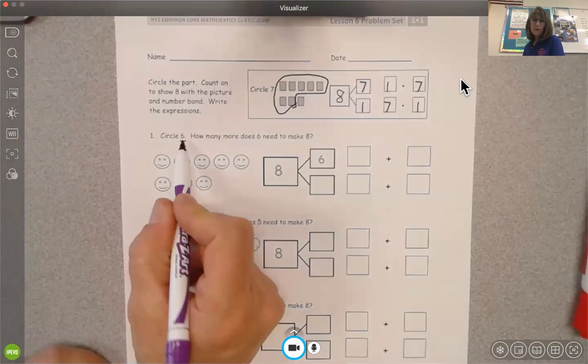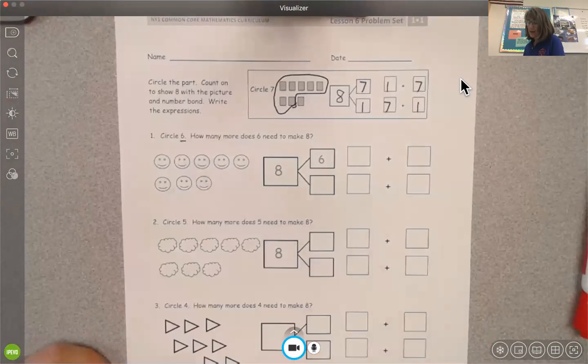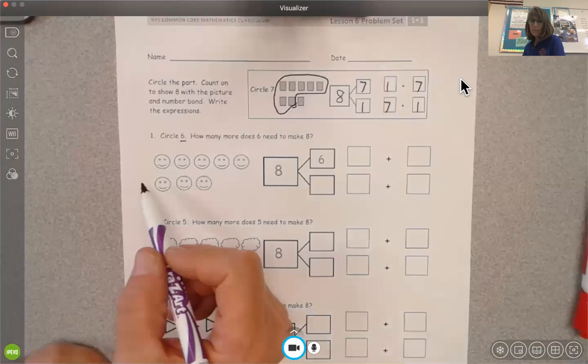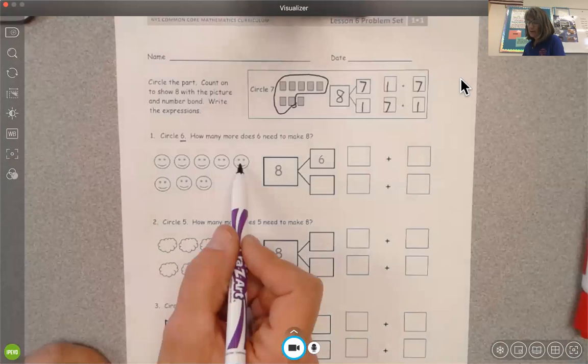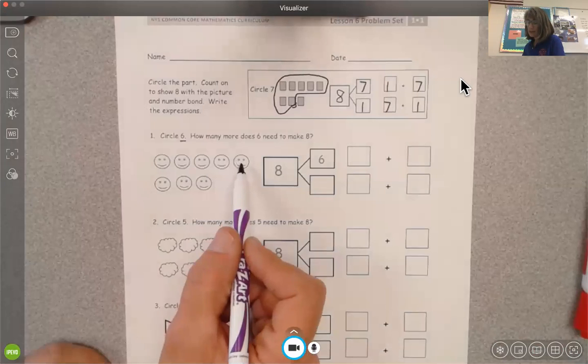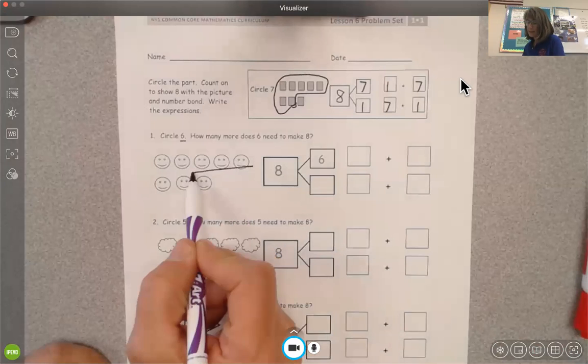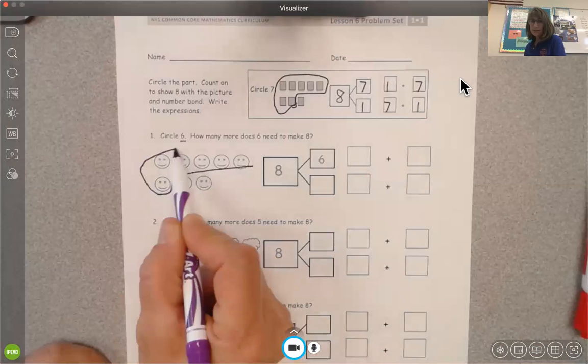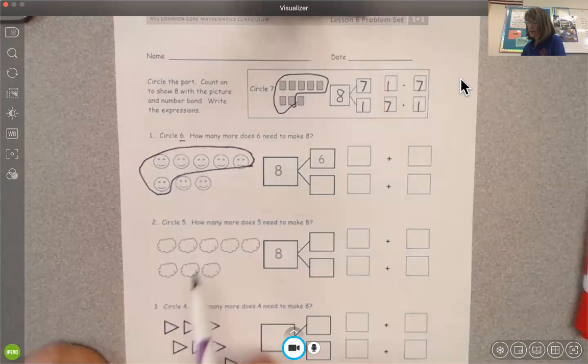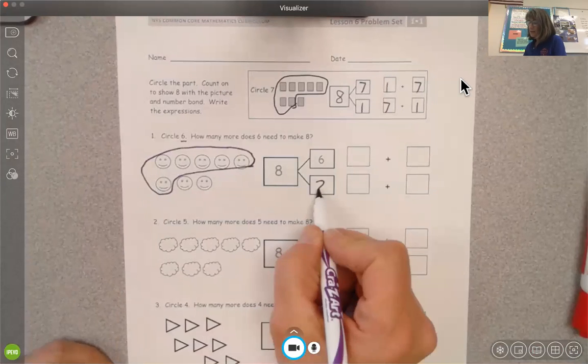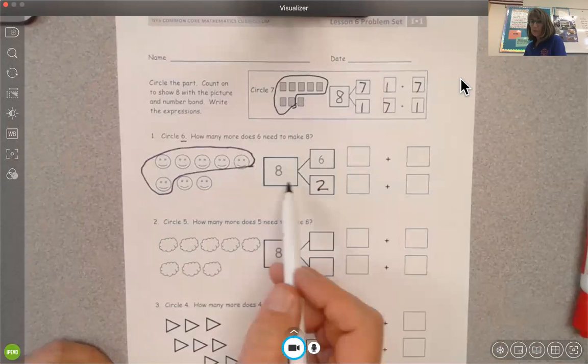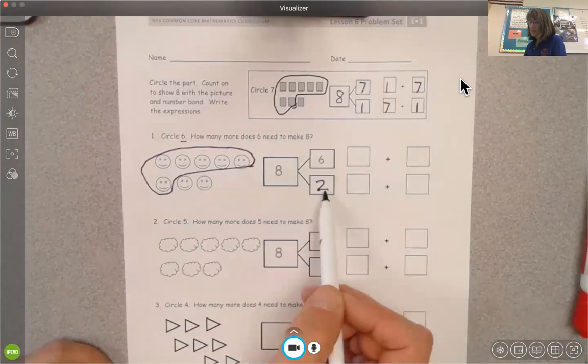How many more does 6 need to make 8? So I can see 1, 2, 3, 4, 5 right there at the top. I like to look for 5. And then I'll do one more to make 6. So there's my circling 6. I can see I have 2 more that didn't get circled. So our number bond is parts are 6 and 2, and the whole number is 8.